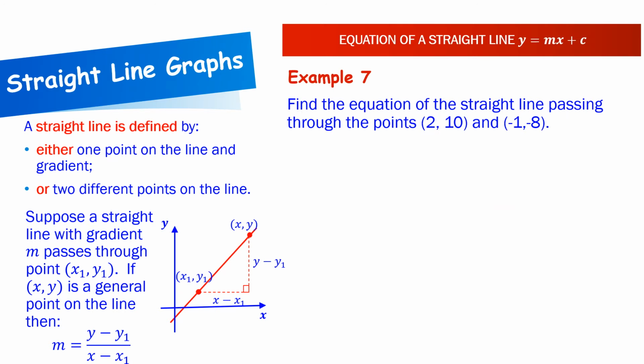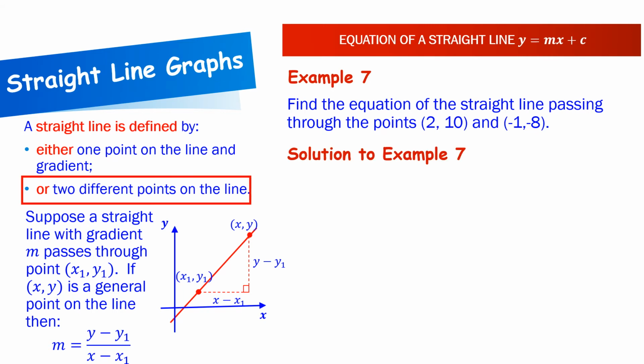Let's take a look at another example to illustrate this theory. Find the equation of the straight line passing through the points (2, 10) and (-1, -8). So let's solve this.